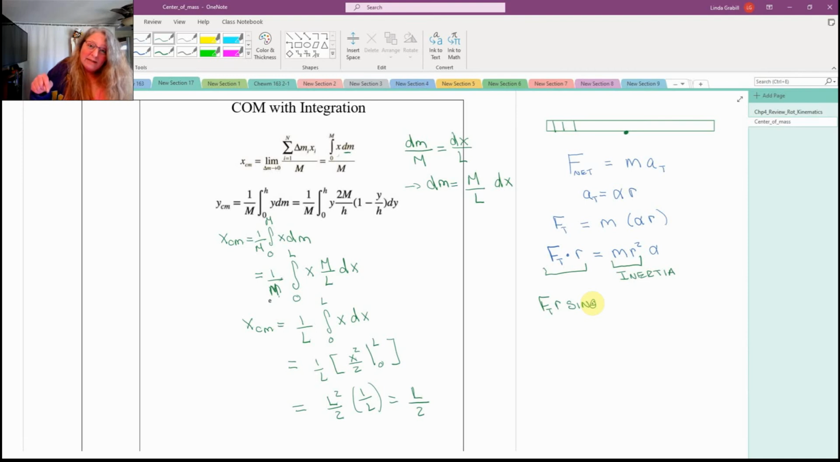The sine piece says that I don't want parallel. I can push on the center of a circle as much as I want, and I'm not going to make it rotate. The way I'm going to make it rotate is if I get a force going perpendicular to it. So the sine theta pulls out that portion of the force that's tangential to the center of rotation. So I can do this. I can rewrite this m r squared, and come to find out, this inertia here is for a point particle.